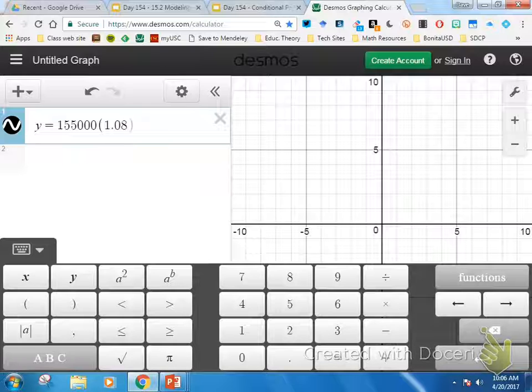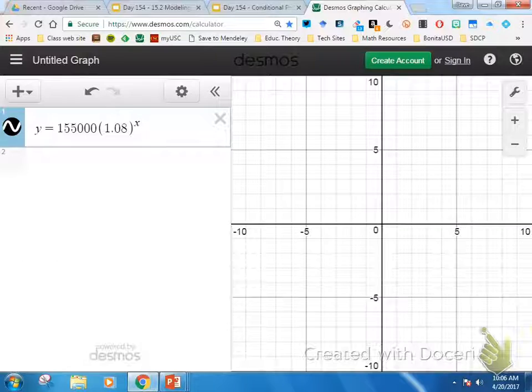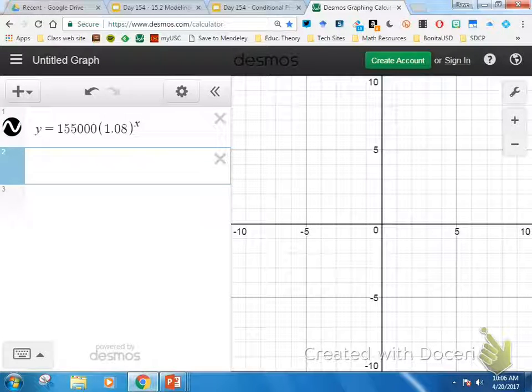To the power of t. And in this case, we don't want to use t, we'll use x, because usually there's an x up here, right? Okay. And then I don't see a graph here. Why don't I see a graph, everyone?